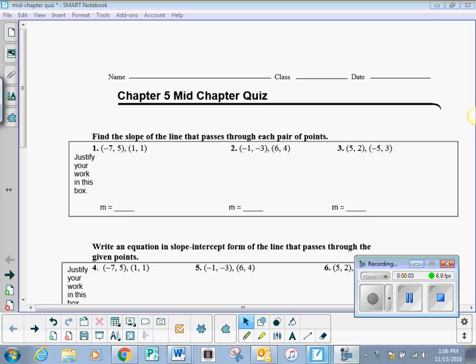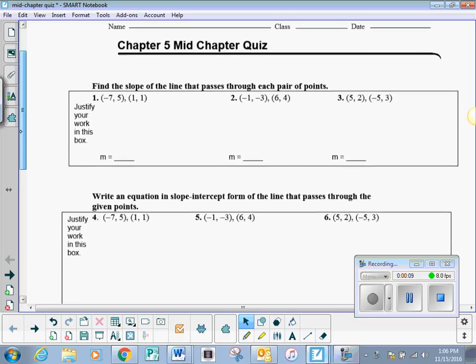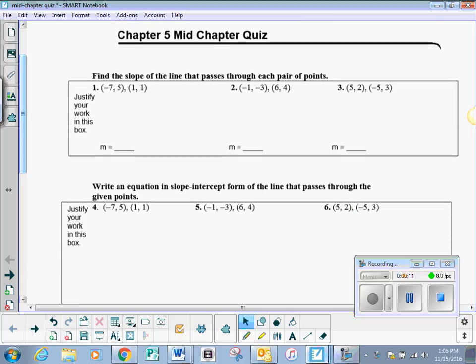Okay, here's your chance to learn from your mistakes, and you can redeem yourself on Thursday or sooner by retaking the quiz. First thing we have to do is find the slope.